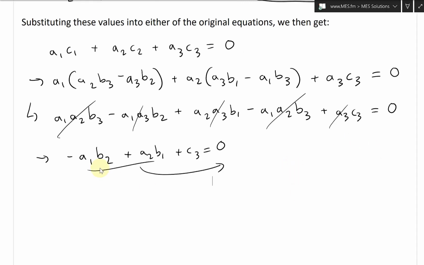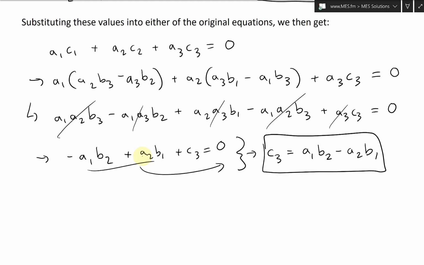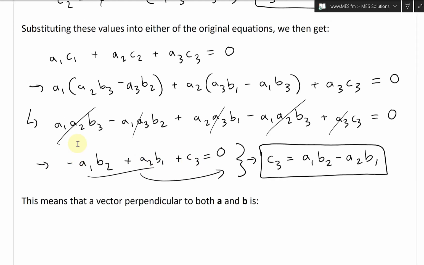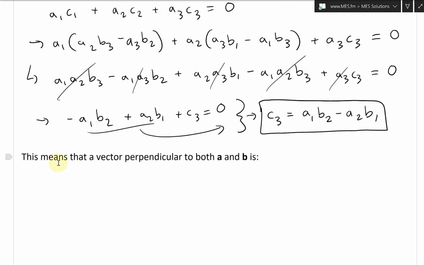So in other words, now we just move these over to the other side, so these just switch signs. Lastly, this becomes C3 is equal to A1, B2 minus A2, B1. Like that. Fascinating stuff.